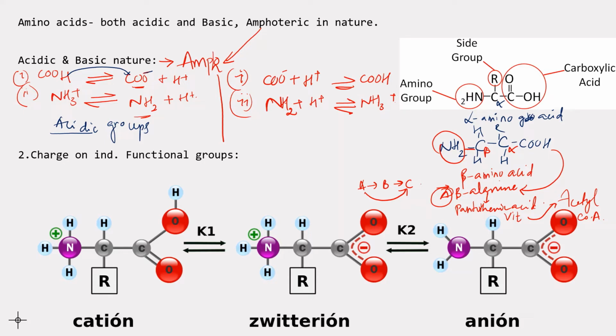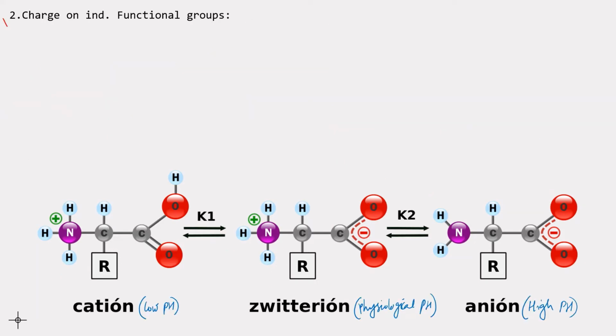Now when we look at the second condition, because the COO- group wants to accept a proton, this is basic in nature. So these two are the basic groups which exist in an amino acid. Now we'll talk about the second concept, that is the charge on the individual functional groups at three conditions. The first one is low pH, the second is high pH, and the third is the physiological pH, that is 7. A Zwitter ion is an ion which has both positively and negatively charged groups.